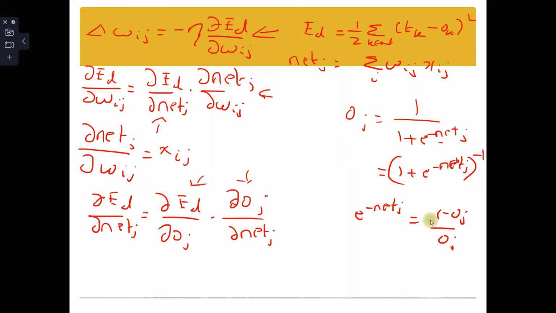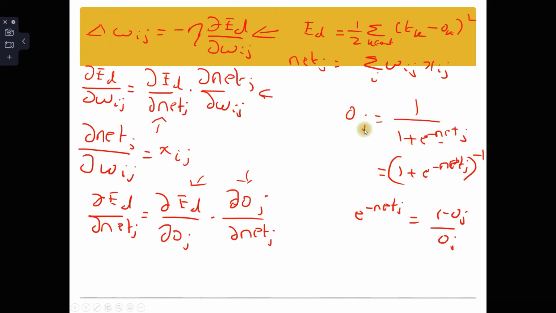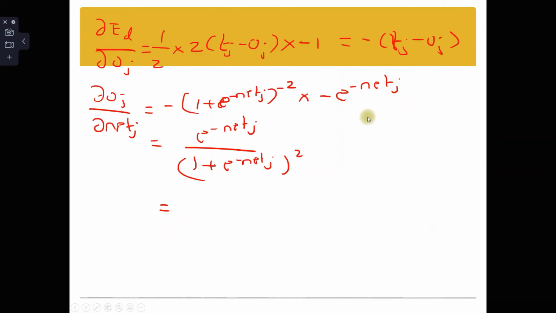When we get that, what we want to do then is to replace all these by this new value. And this is what we get here. When we replace, just imagine you have 1 plus e power negative net j to the squared. 1 over 1 plus e power negative net j to the squared is just oj to the squared, right? Oj to the squared.